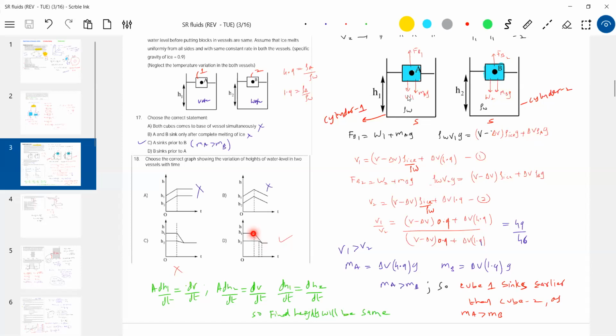Why? First, A will sink, no? And you know that if any metal is embedded in ice, and if the ice melts, the level of water will decrease. Yeah. Okay, that's what I'm showing. This curve.